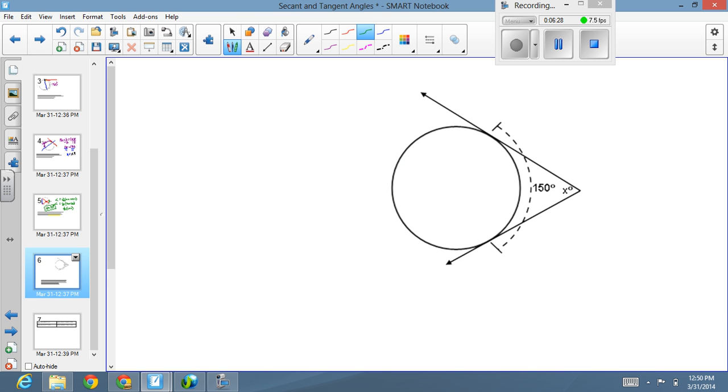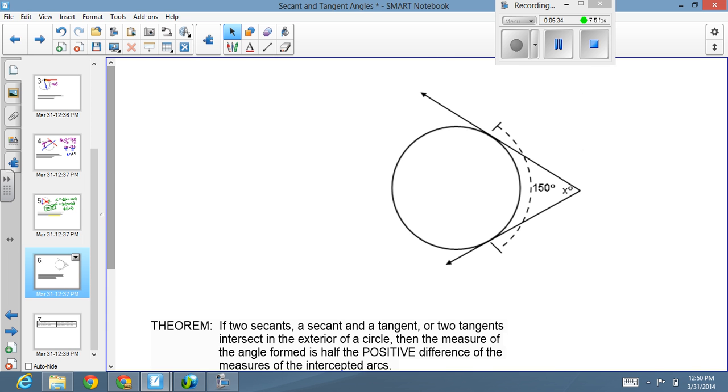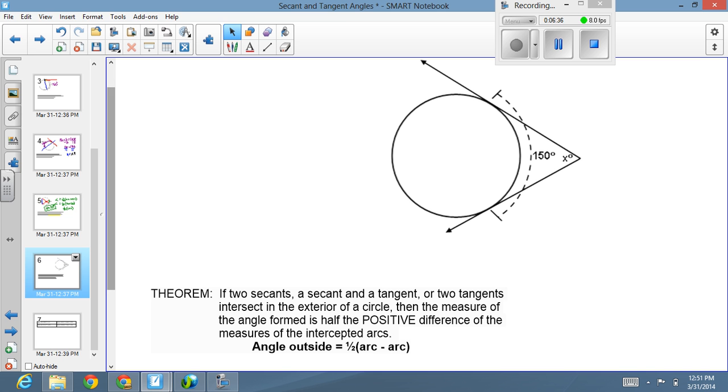Okay? And then one last of these. Now these are not super hard, it's just that you have 4 different ones to keep together. So now we have two secants. Okay, I have a secant here, and I have a secant here. Or if you also had a secant and a tangent, or two tangents, in this case it's two tangents, the measure of the angle formed is half of the positive difference of the measures of the intercepted arcs. Here's what that means in layman's terms.